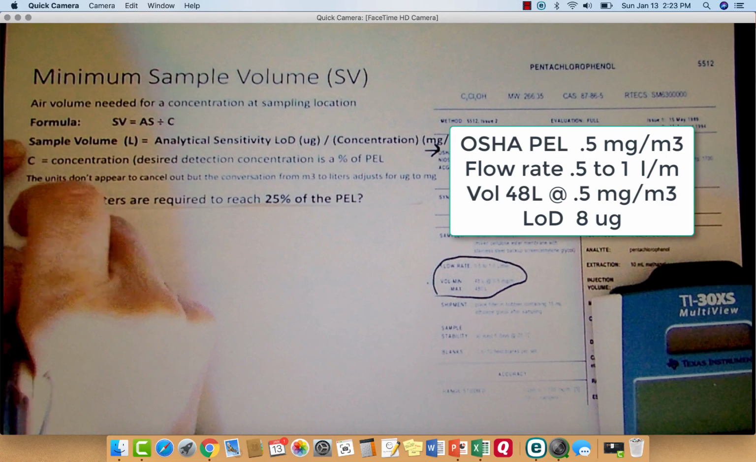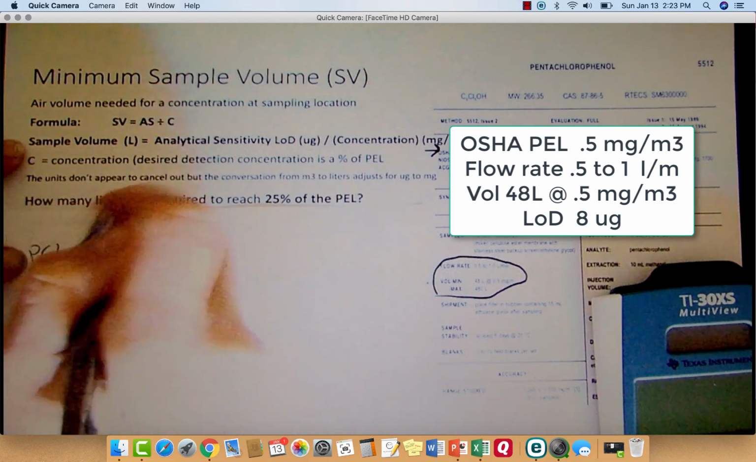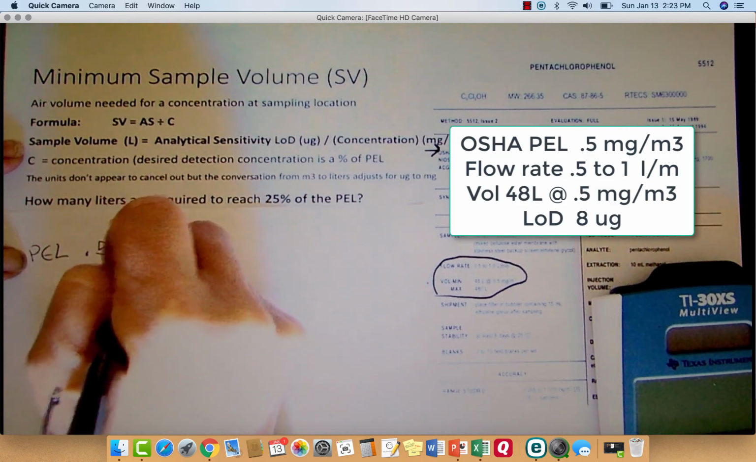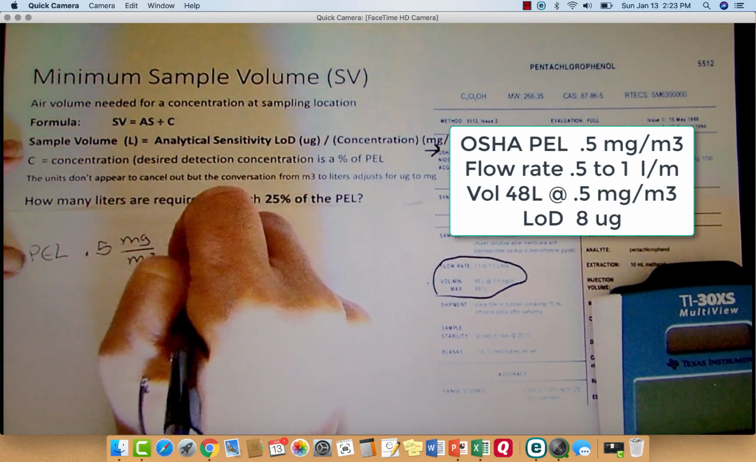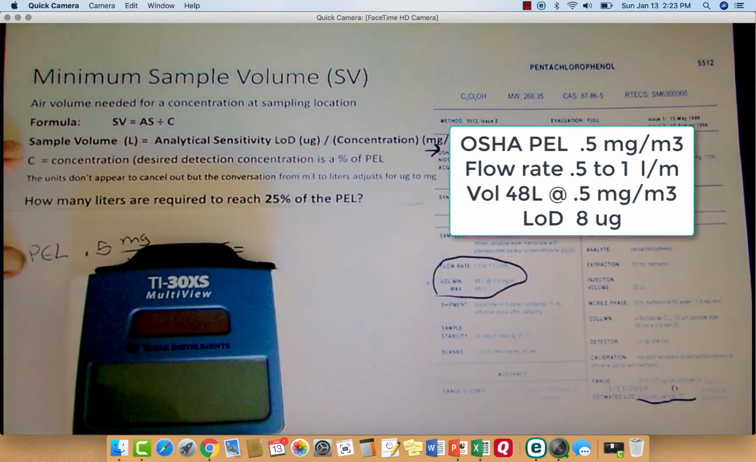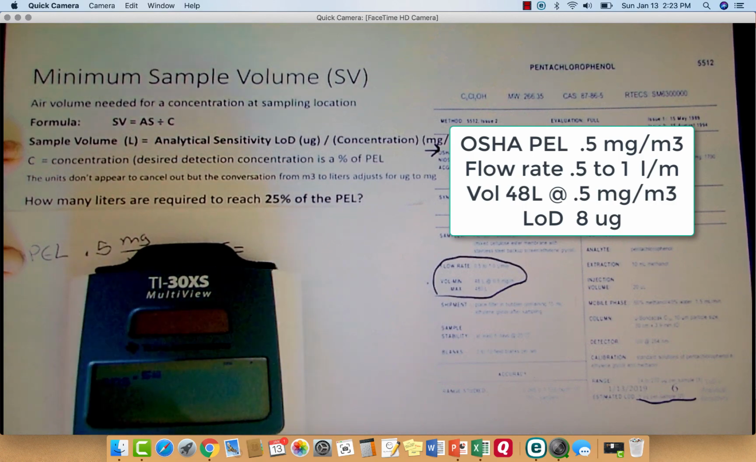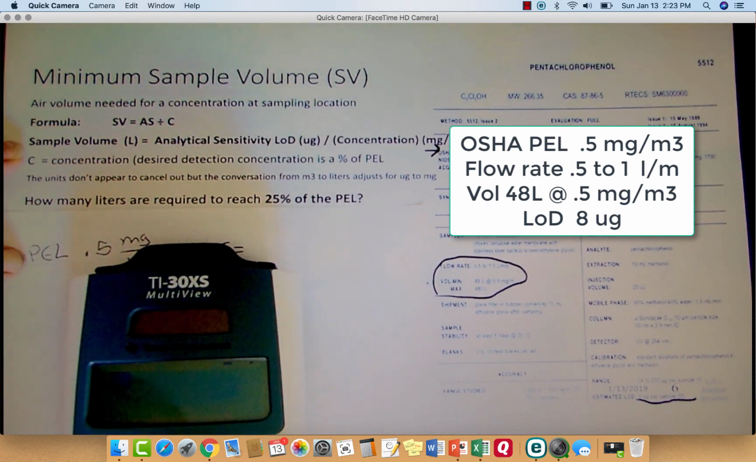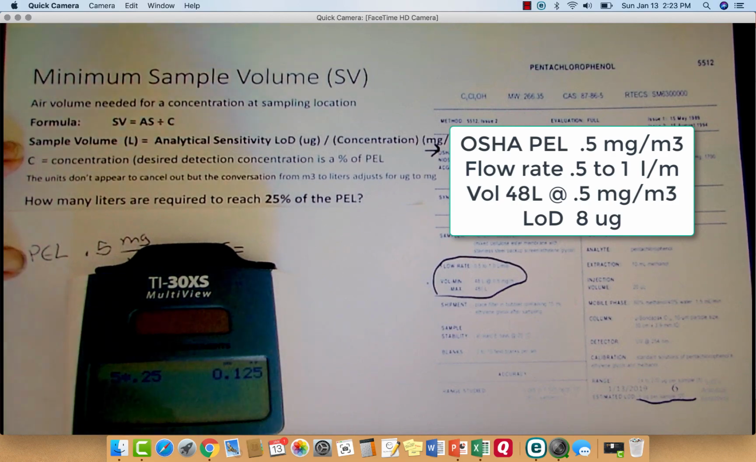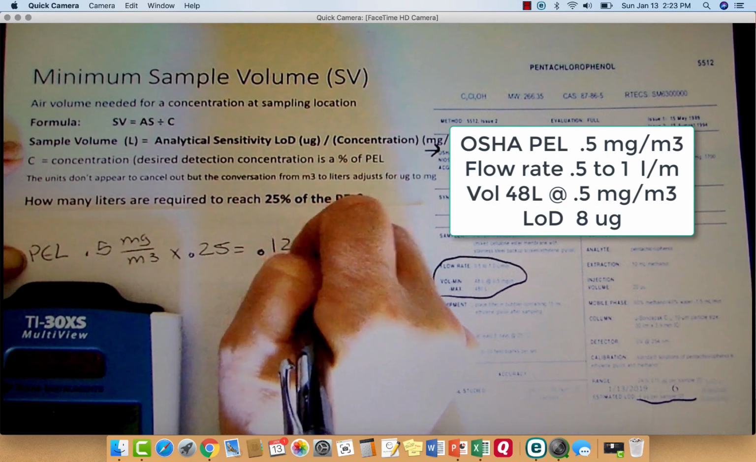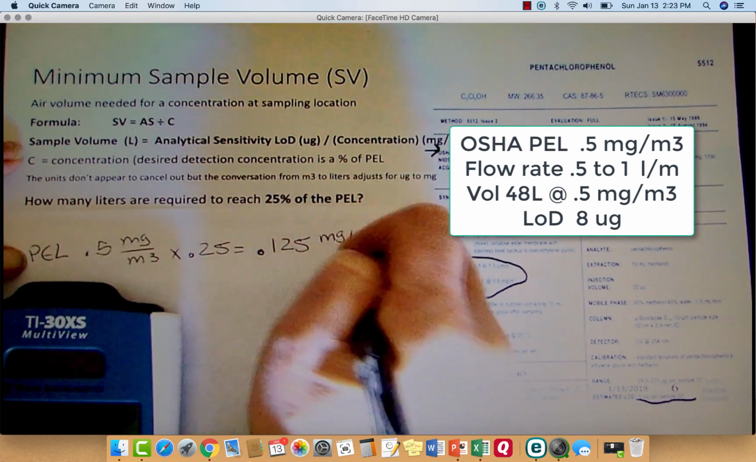So the OSHA PEL in this example is 0.5 milligrams per cubic meter times 0.25 to give me 25% of that. And it equals 0.125 milligrams per cubic meter.